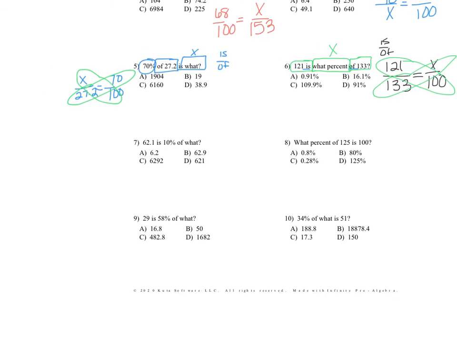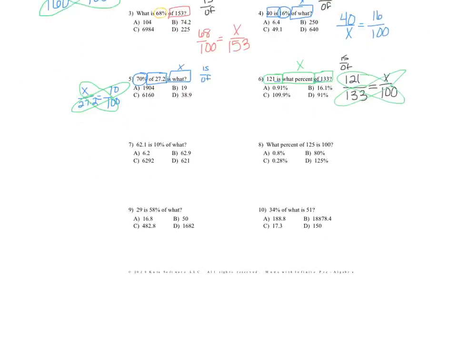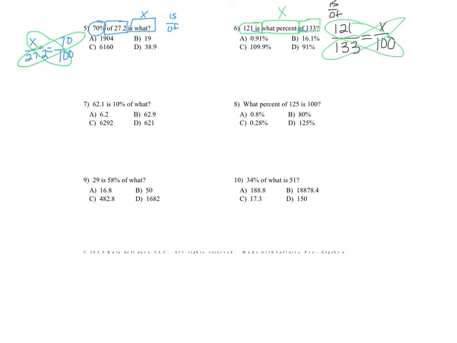62.1 is 10% of what? Same thing, look back at these other problems to help you. And then what percent? So part of that is x over 100. That's where you're getting your answer. And then these others, 58% goes over 100. 29 is of what? 34% of what is 51. And I guess I could go through these two.